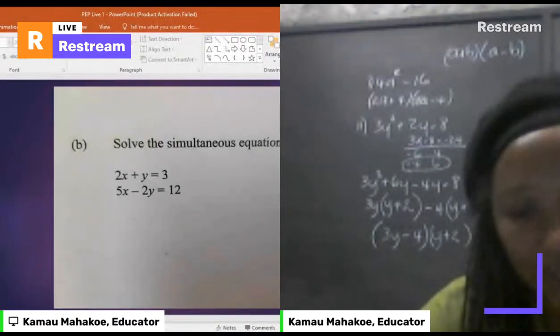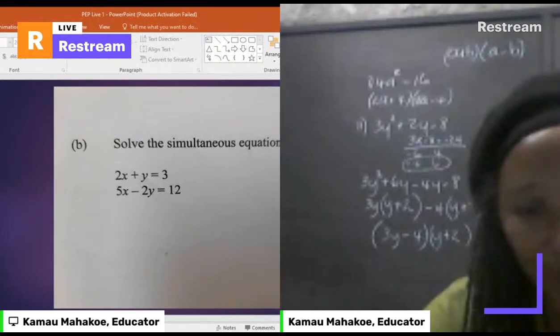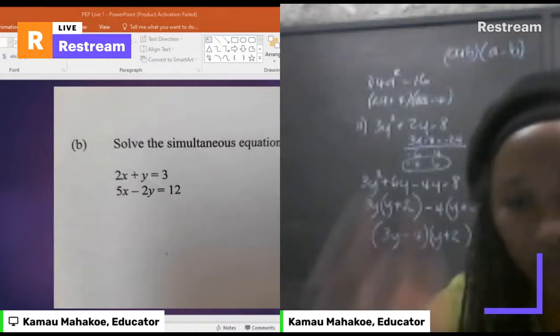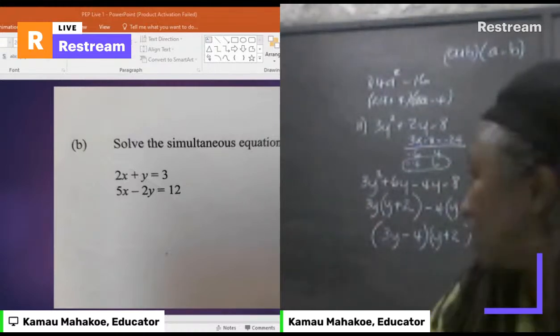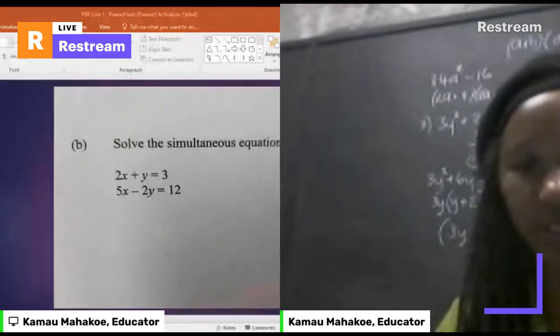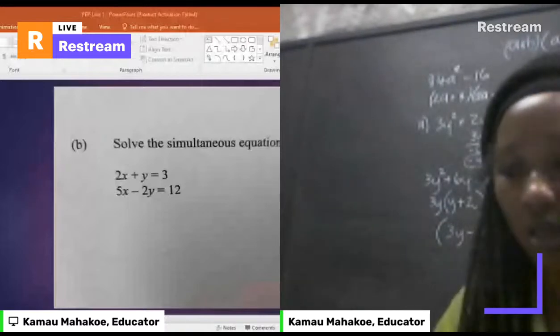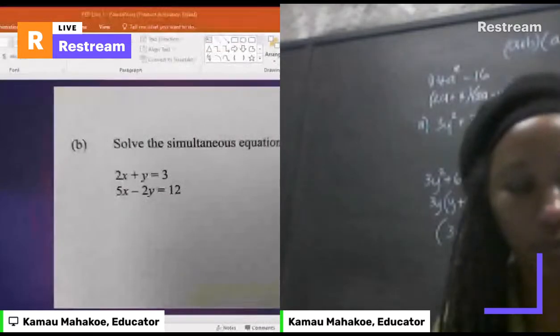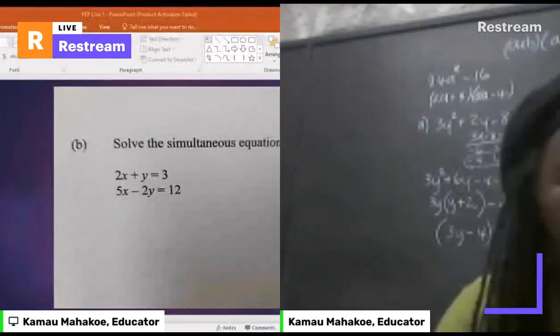No, this is a pair of simultaneous equations that they want us to solve. Okay, simultaneous equations. We're going to work the equations. All right, so let me get them up on the board.